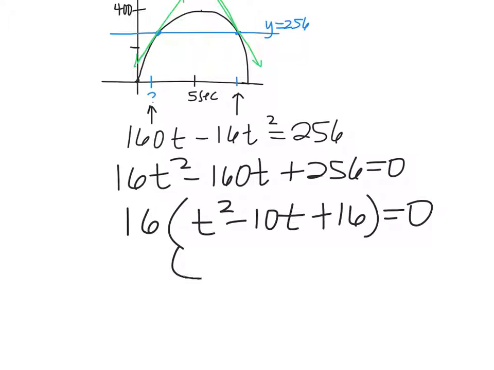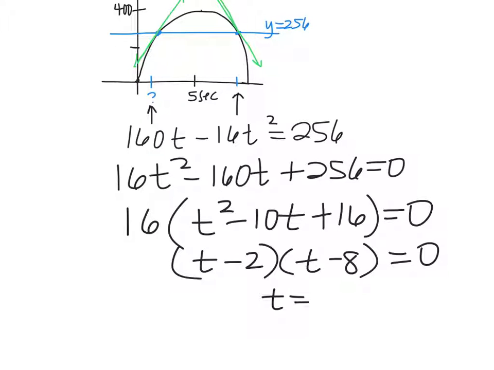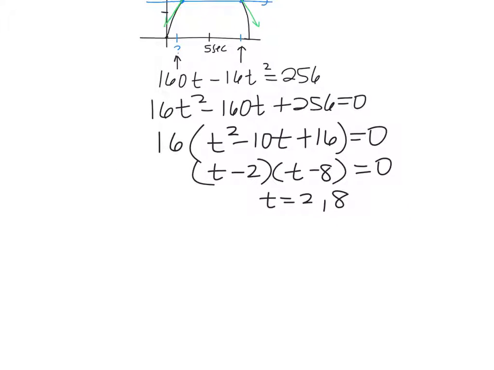And then you can factor this. What times what is 16 and adds up to negative 10? Negative 2 and negative 8. So t would equal 2 and 8 seconds. Now, that's not the answer, though. This is a hard problem because you have to find that first, and now we want to find the instantaneous velocity at t equals 2 and t equals 8. So let's go ahead and take the derivative.